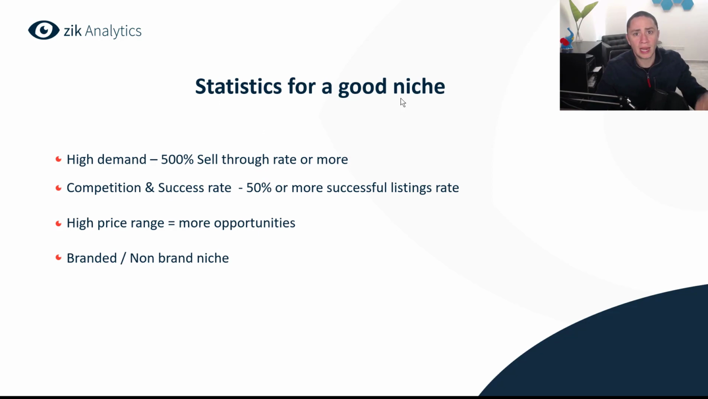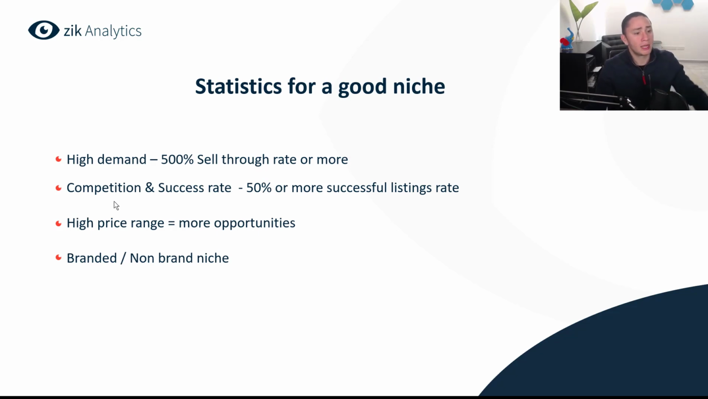Before we move on to the live demonstration, I want to give you some numbers so you also have something to rely on. So good statistics are high demand, low competition or high success rate, high price range, and non-branded niche. Let's go through each of them. High demand means a sell-through rate of at least 500% or more. Don't be too strict. Sometimes it goes a little bit under 500. Again, sometimes you run a very narrow search, so you will need to remember. But in general, above 500, it's already a good niche.